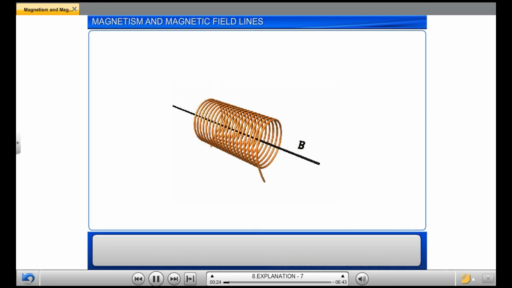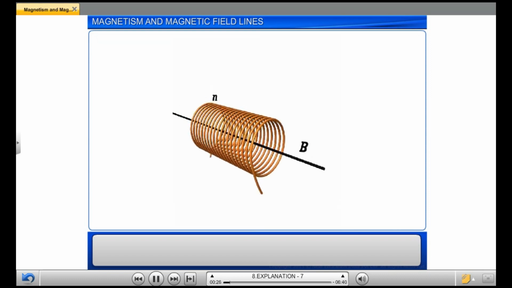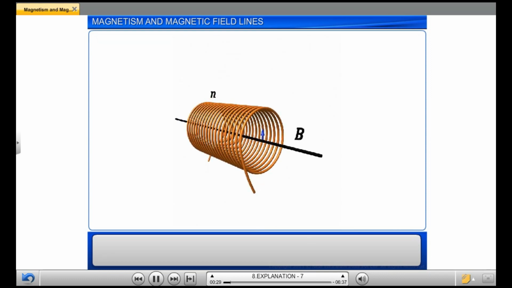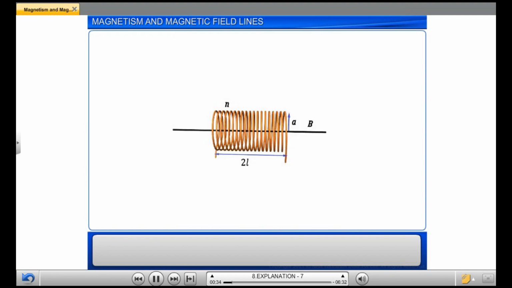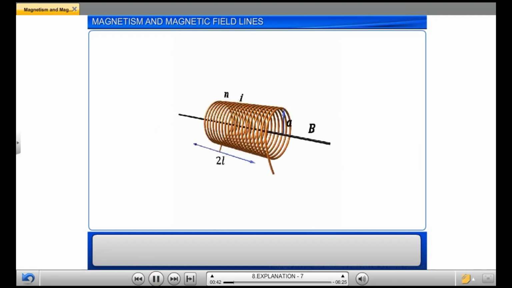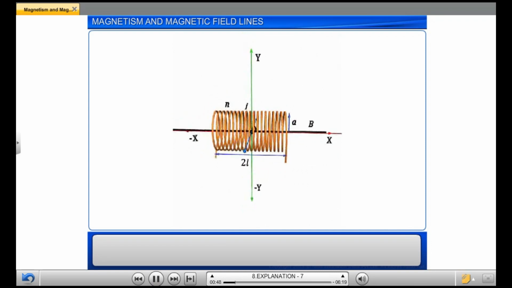Consider a solenoid of finite length with n turns per unit length. Let a be the radius, 2L be the length, and I be the current passing through the solenoid. Let the solenoid be placed such that its axis is along the x-axis of the coordinate system, and its center coincides with the origin. Then the left end of the solenoid lies at the position -L, and its right end at +L.